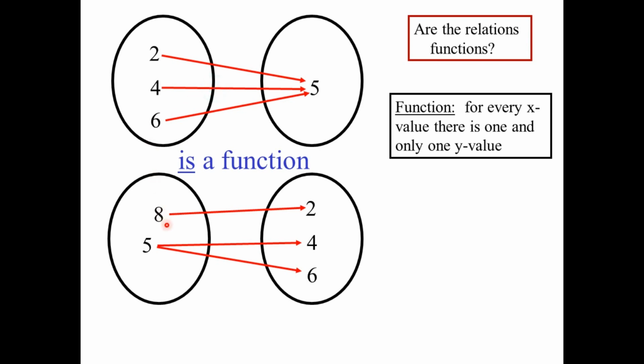Let's look at this second example. For the x value of 8, there's only one place to go, 2. For the x value of 5, there's one place to go, a second element, 4. But wait a minute, there isn't just one place to go. There's a second place that 5 goes. It could go to the y value of 6. So there's more than one y value for this x value of 5. There are in fact two possible y values. And so for that reason, this one is not a function.